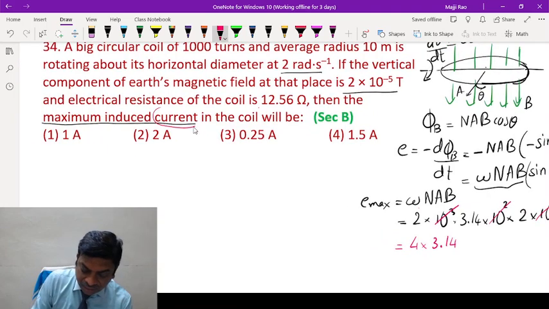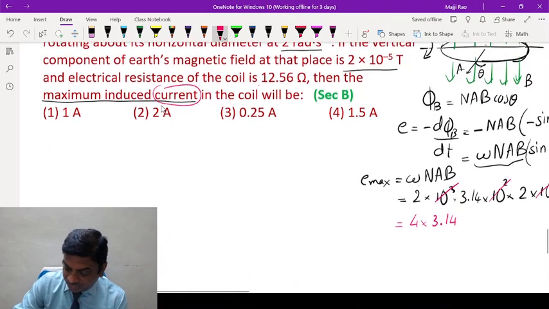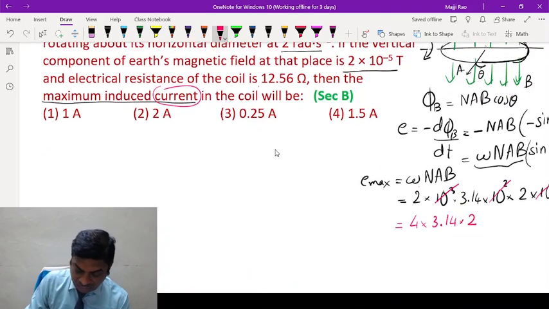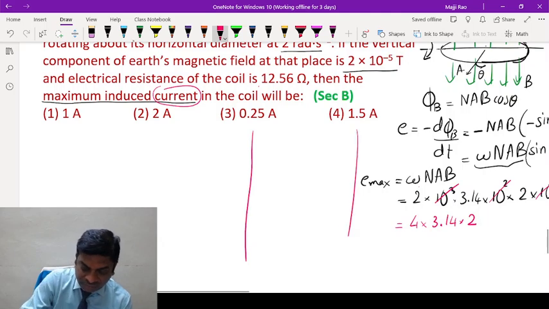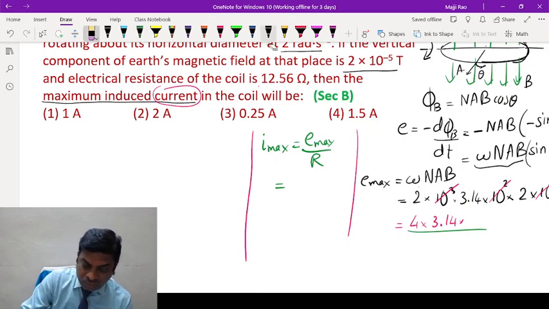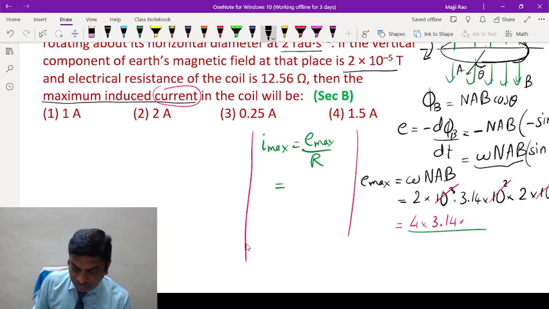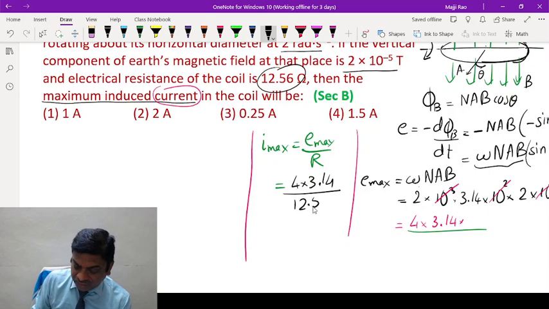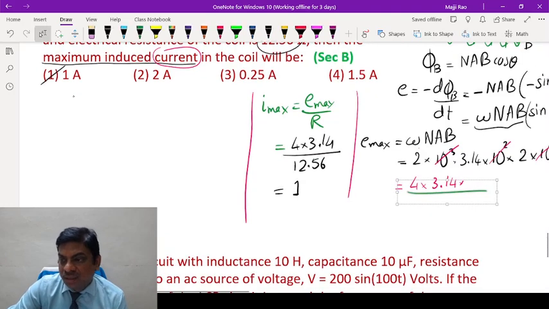This is the induced current. So the induced current will be divided by resistance. Not a problem, students. So the maximum induced current will be the maximum induced EMF divided by resistance. So this is 4 into 3.14, so 12 point something divided by 12.56. So it is 1. So the first option is the correct option.